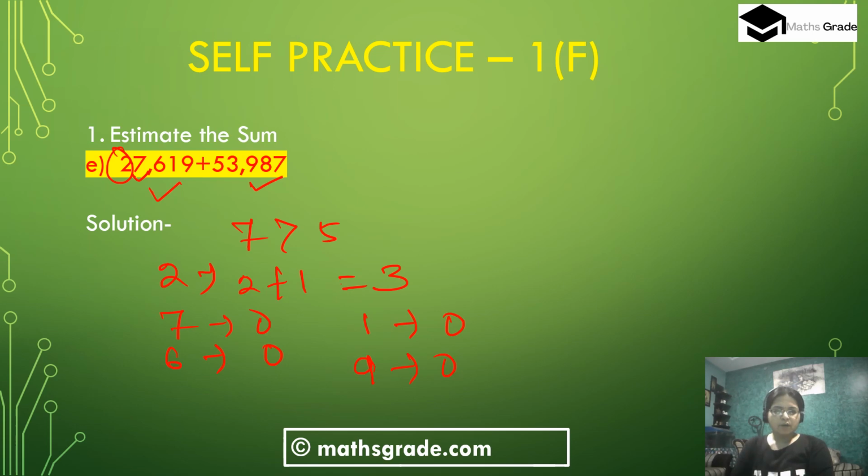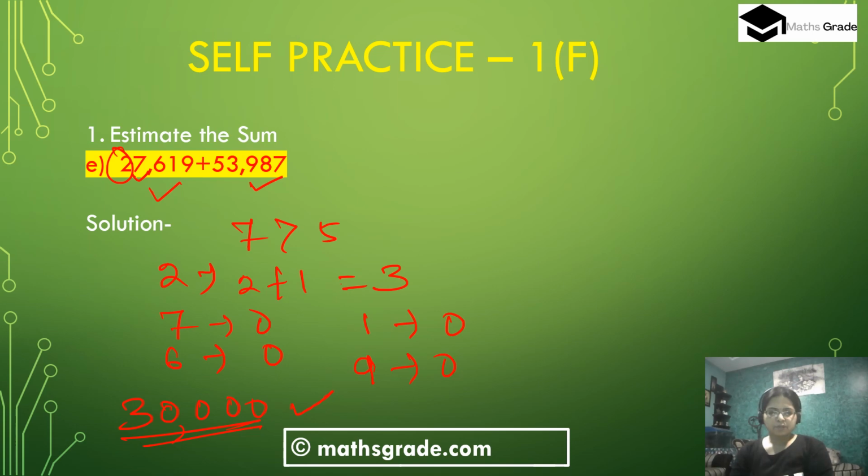Now 27,619 rounded off to the 10,000 place. This 2 changes to 3 and then 0 0 0 0. So 30,000. 27,619 rounded off to the 10,000 place is 30,000.